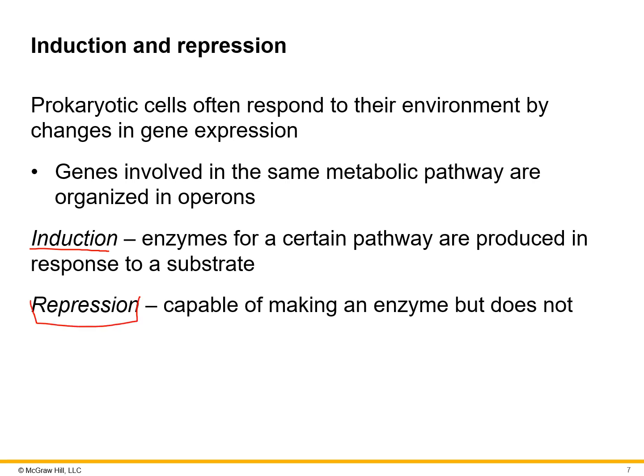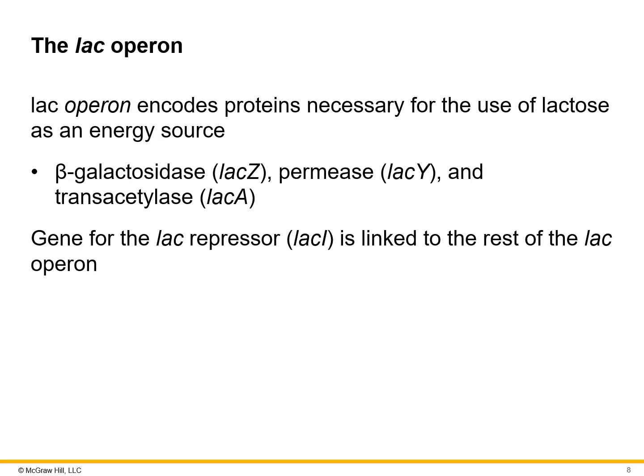Now, by contrast, there's also repression, which is going to mean that the cell, even though it's capable of making a particular enzyme, is going to be prevented from making that enzyme for some reason or another. And we're going to look at this in the trp operon. So the lac operon, as I was mentioning before, is going to be the class of enzymes beta-galactosidase, permease, and transacetylase, which are lacZ, lacY, and lacA respectively, are going to be the enzymes that are necessary for converting lactose into a usable energy source in cellular respiration.